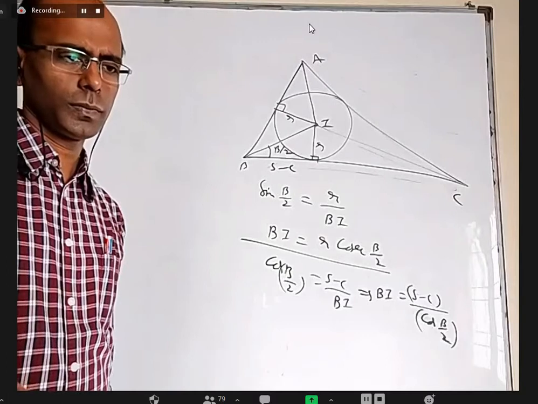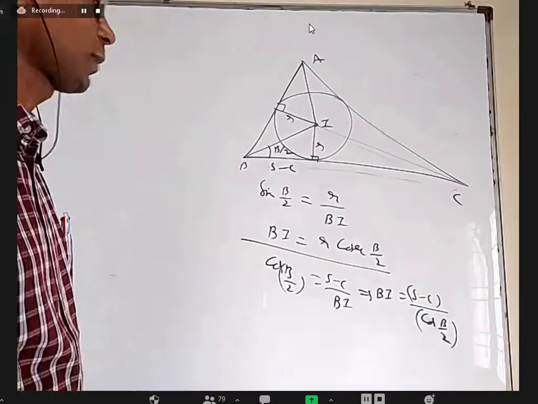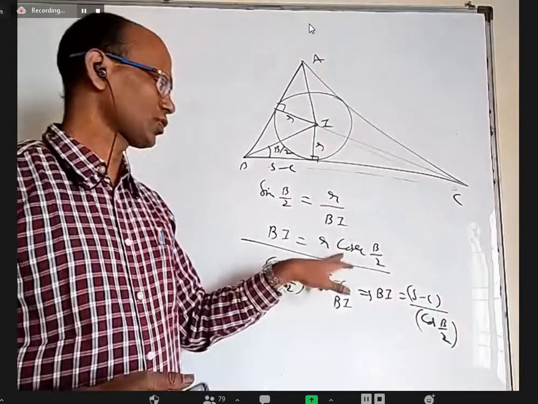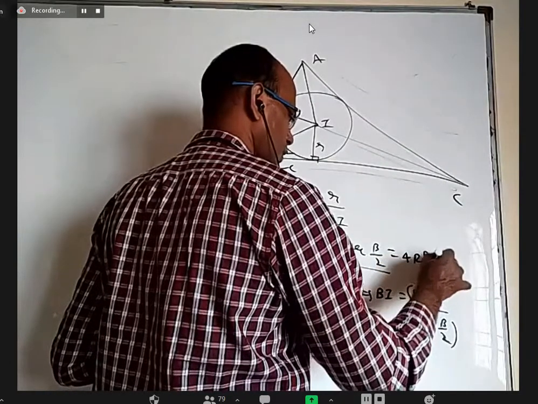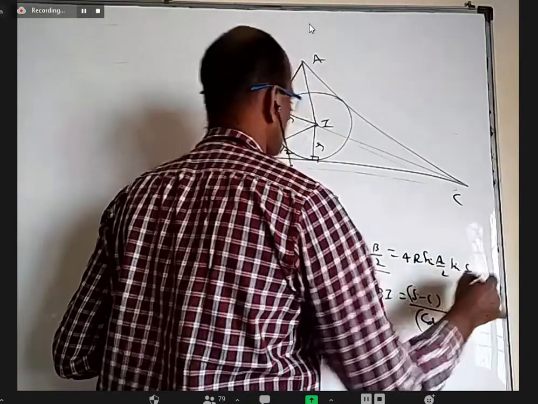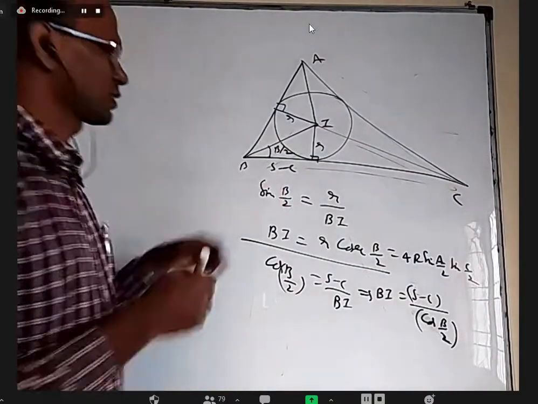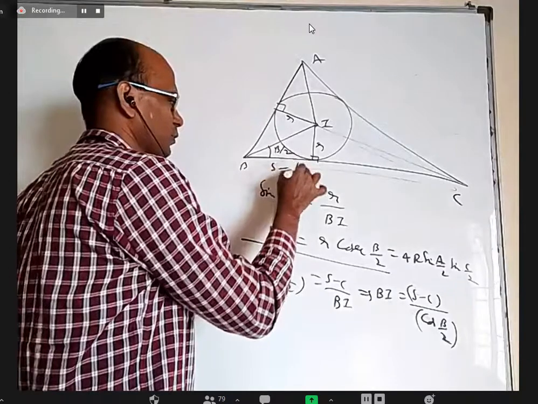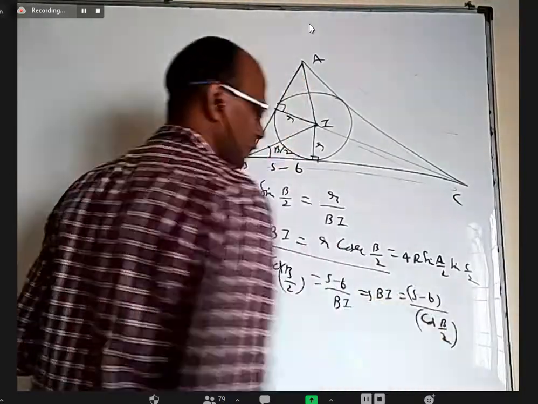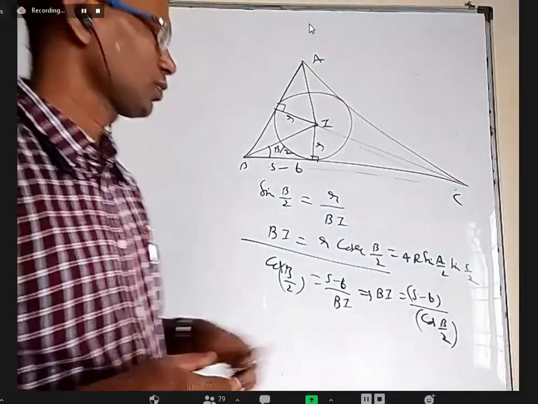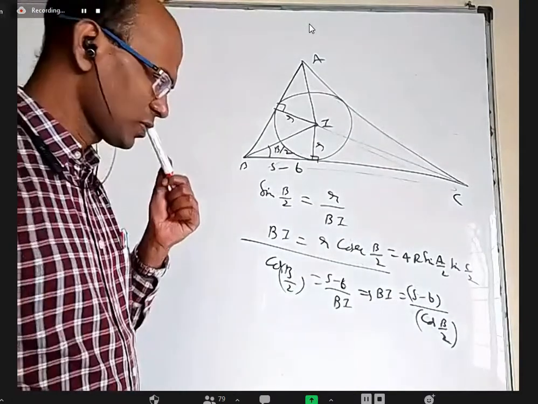4 capital R sin A by 2 sin B by 2 sin C by 2. That cosecant B by 2 will cancel. We can even say it is same as 4 capital R sin A by 2 and sin C by 2. This is not S minus C, sorry. This is S minus B only. So this will be S minus B. This is also S minus B. What is the formula for cos B by 2? Square root of S into S minus B by AC.